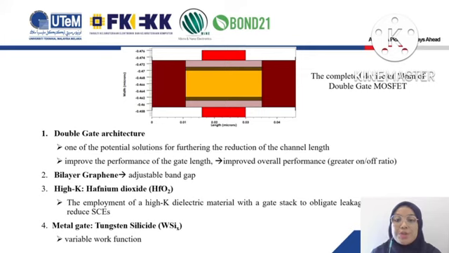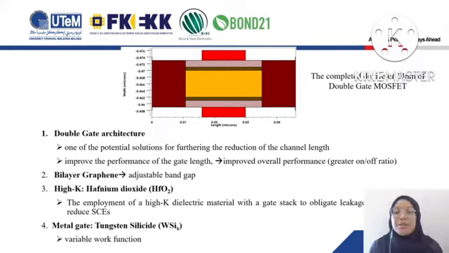The figure shows the completed device of 14 nano of double gate MOSFET. Double gate architecture is one of the potential solutions for furthering the reduction of the channel length. Double gate architecture also can improve the performance of the gate length, thus improve overall performance such as greater on-off current ratio.